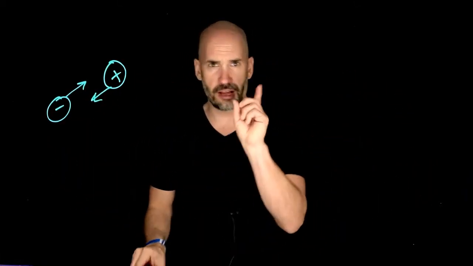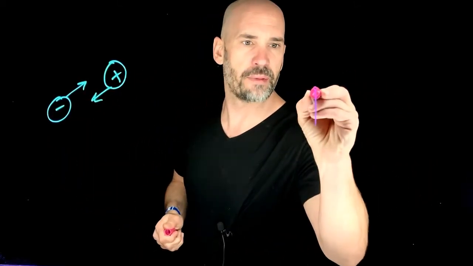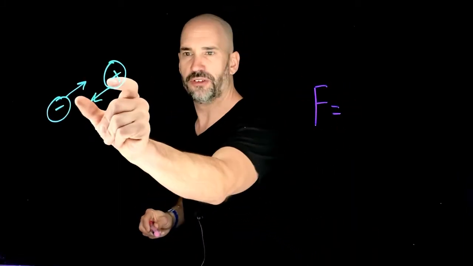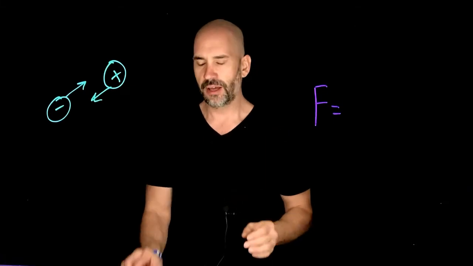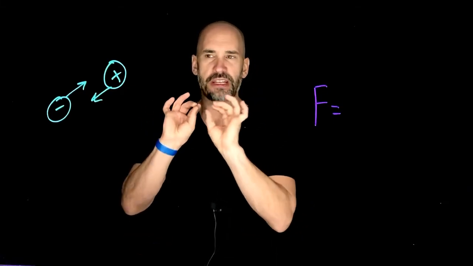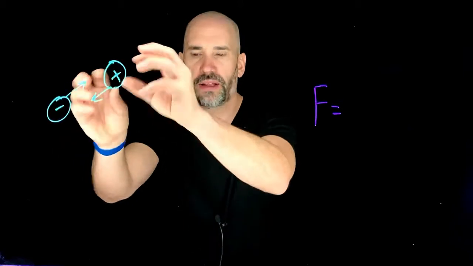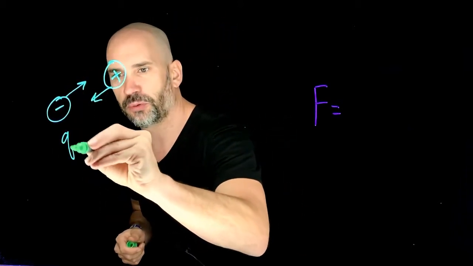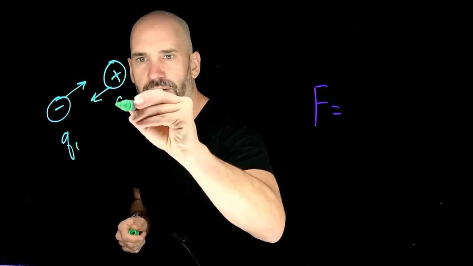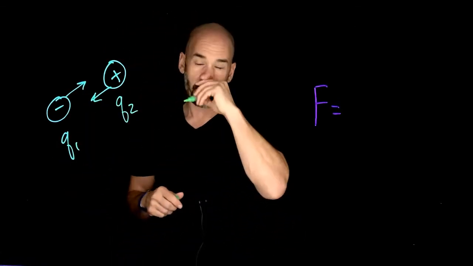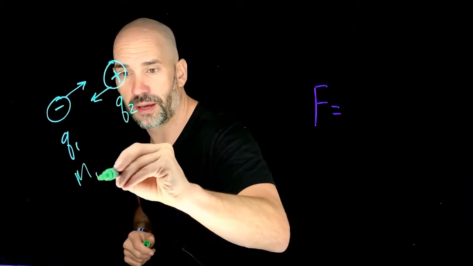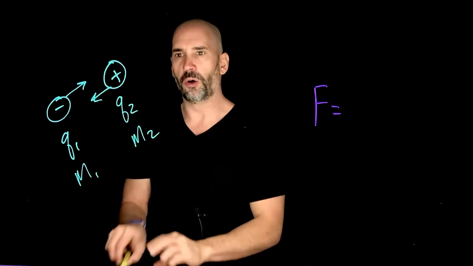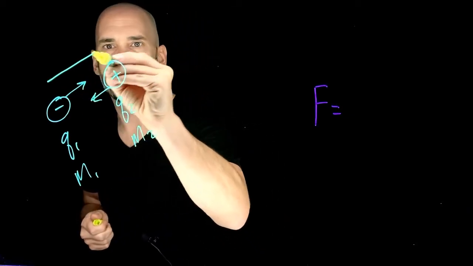All right, so this is how I'm going to do it. I'm going to start with an F, and I'm going to ask myself, what should the force between these two particles depend on? Before we do that, we should ask ourselves, what do we actually know about these particles? Well, one thing we know is that they both have a charge. So we'll say that this one has a charge Q1, and this one has a charge Q2. We also know they have a mass. This one we'll say has a mass M1, and this one has a mass M2. And what else do we know? Well, we know that they have some distance apart.